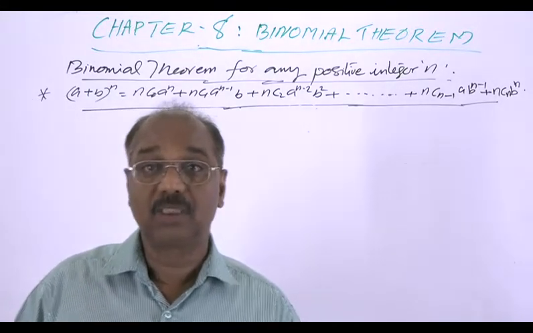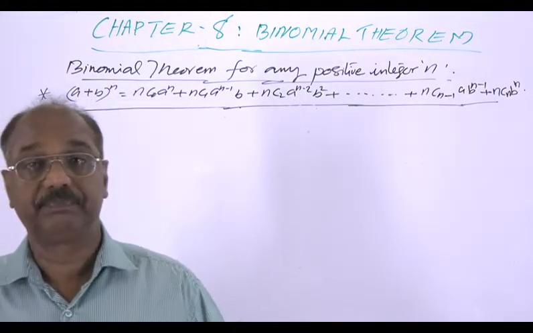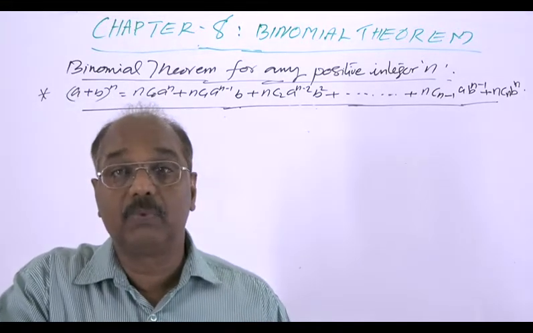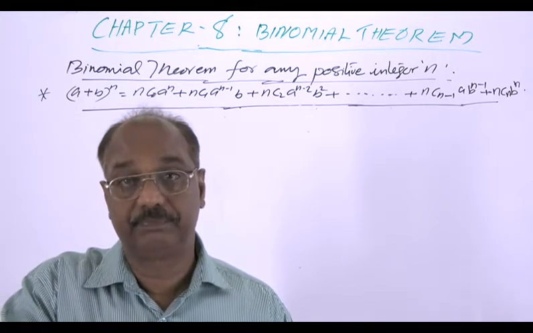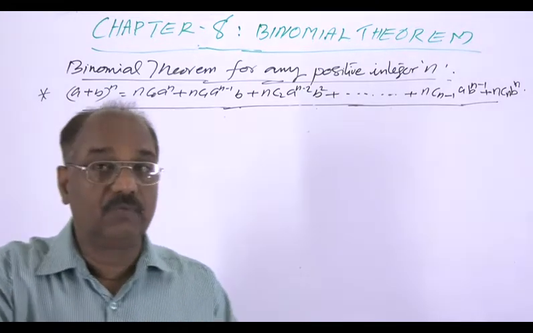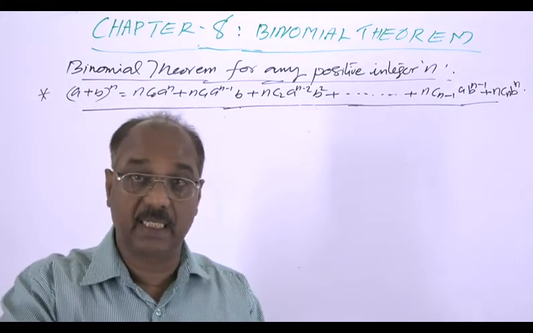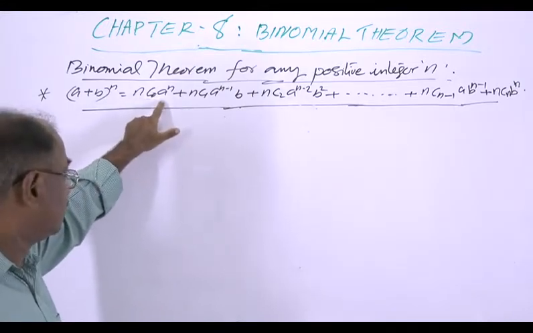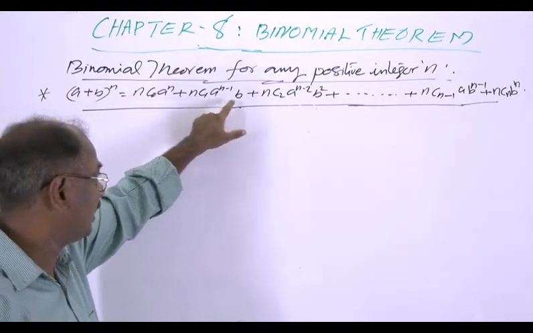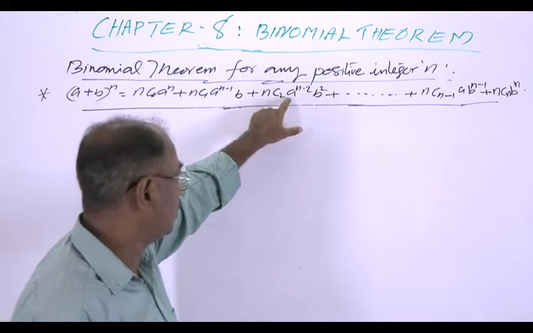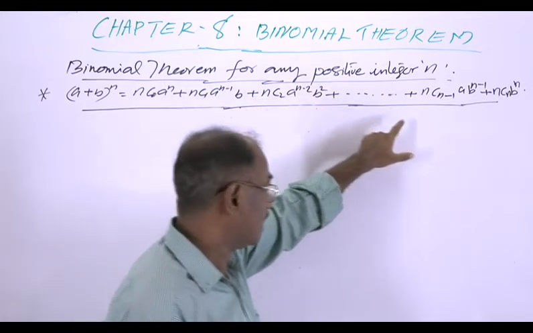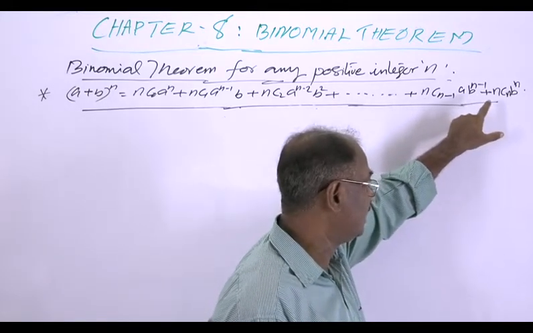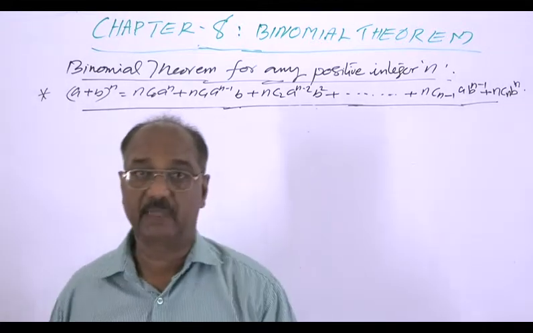Now the most important theorem in this chapter, which is the binomial theorem. Binomial theorem for a positive integer n. So the theorem is this. For any positive integer n, (a + b)^n = nC0 a^n + nC1 a^(n-1) b + nC2 a^(n-2) b^2 + etc. + nC(n-1) a b^(n-1) + nCn b^n.